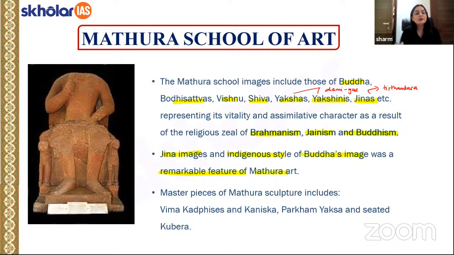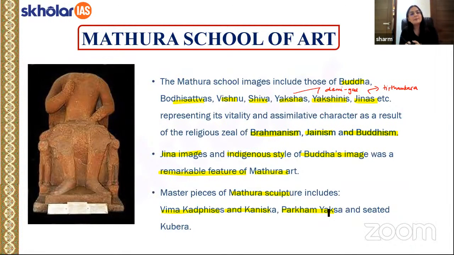Now, students, we are going to talk about some important examples that have been depicted as a part of the Mathura School of Art. Under that, the Mathura sculptures include Vima Kadphises and Kanishka. Both of these are Kushana rulers, and they were depicted as a part of the Mathura School of Art. Apart from this, another important example of Mathura School of Art is the Parkham Yaksha. Yakshas are demigods, and Parkham is the place where this Yaksha was found, and it is ascribed to the Mathura School of Art. Right now, it is located in the Mathura Museum.